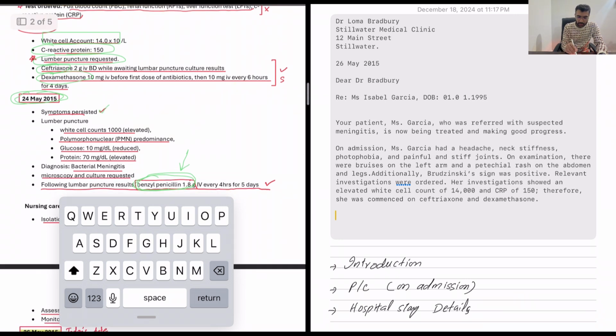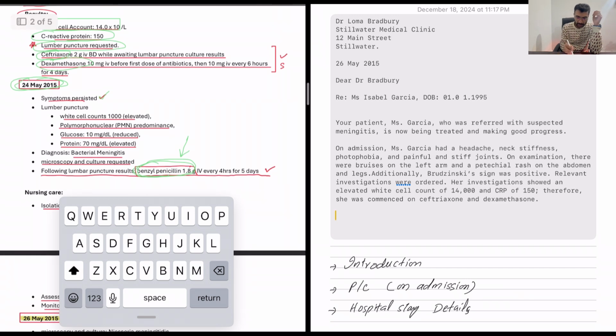The LP report showed the white cell count was raised with polymorphonuclear predominance, glucose was reduced and protein was elevated. All of these findings were suggestive of bacterial meningitis. We don't need to write all the findings. We will simply write that the patient's lumbar puncture report was suggestive of bacterial meningitis. Then we will request microscopy and culture, and commence the patient on benzyl penicillin.